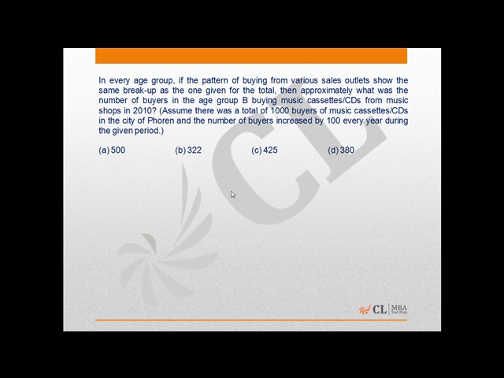Which means the breakup for whatever quantity it is will remain as it was for the total buying from across the different age groups in 2010. It was 42 for A, 46 for B, and 12 for C.